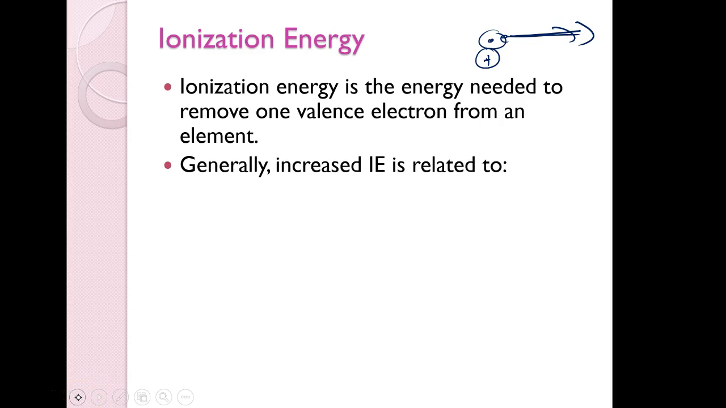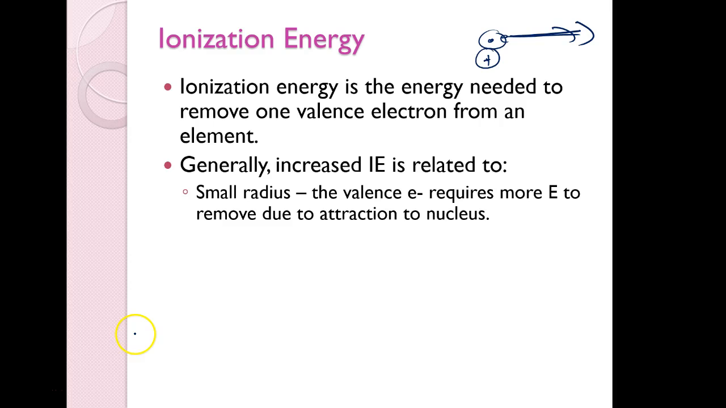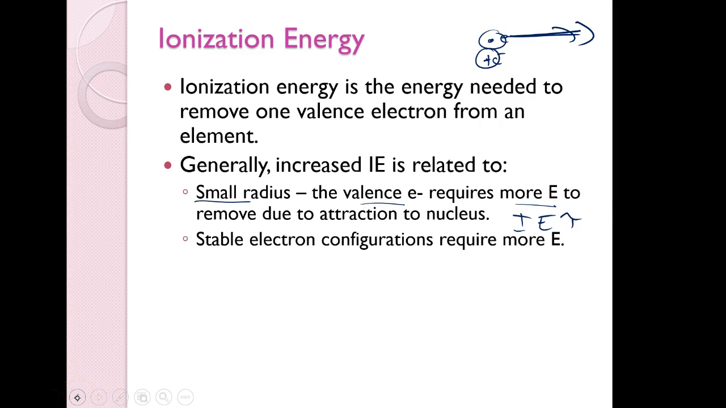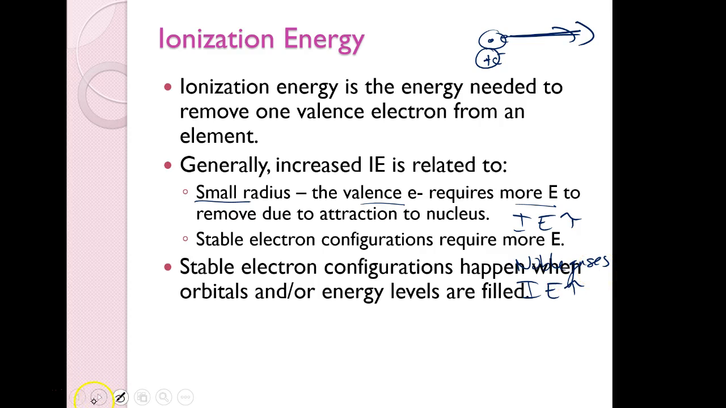So generally, increased ionization energy is related to, first of all, a small radius, because the closer it is to the nucleus, there's this thing called Coulomb's law. The closer they are, the stronger the attractive force. So if it has a small radius, the valence electron requires more energy to remove, so ionization energy increases. And if it has a stable electron configuration, so your noble gases, remember what I said about how they have completely filled energy levels and they're very stable? They are very stable, and they have the highest ionization energies of all the elements in general.